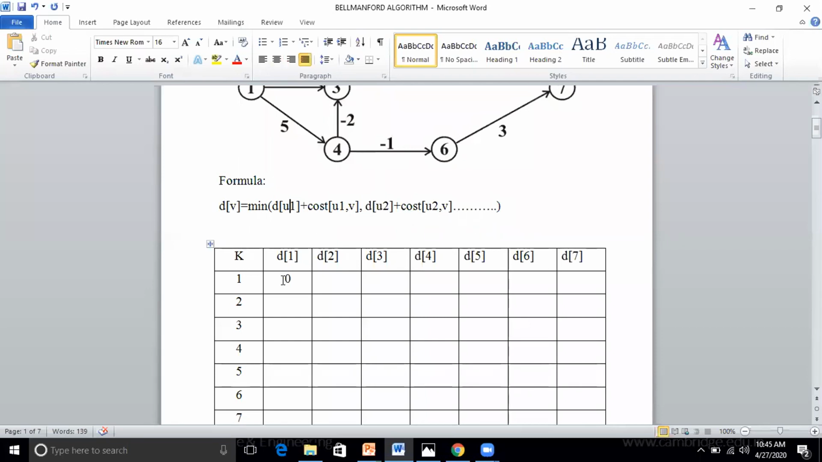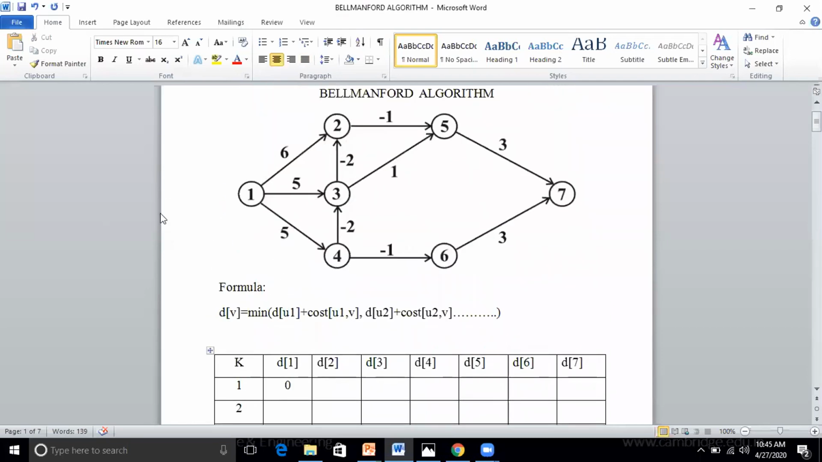Now, do you have a direct cost from 1 to 2? Yes, what's the edge cost? 6. What about 1 to 3? 5. What about 1 to 4? 8. What about 5? No, sir.